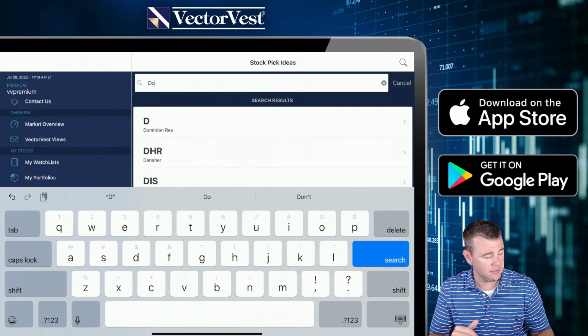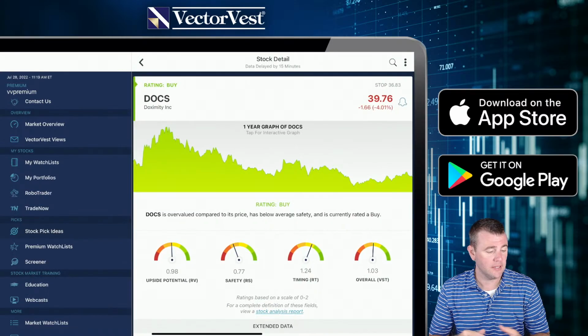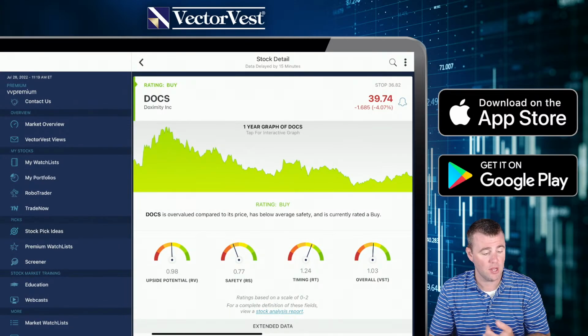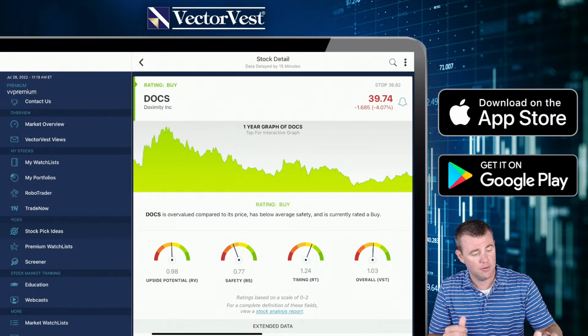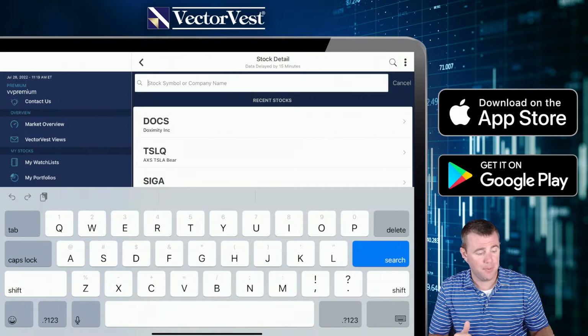Docs, DOCS. DOCS, poor long-term potential, does have a lot of risk associated with it. However, you do have a short-term uptrend. Overall, stock's about average currently. But it is a speculative trade, so be careful.